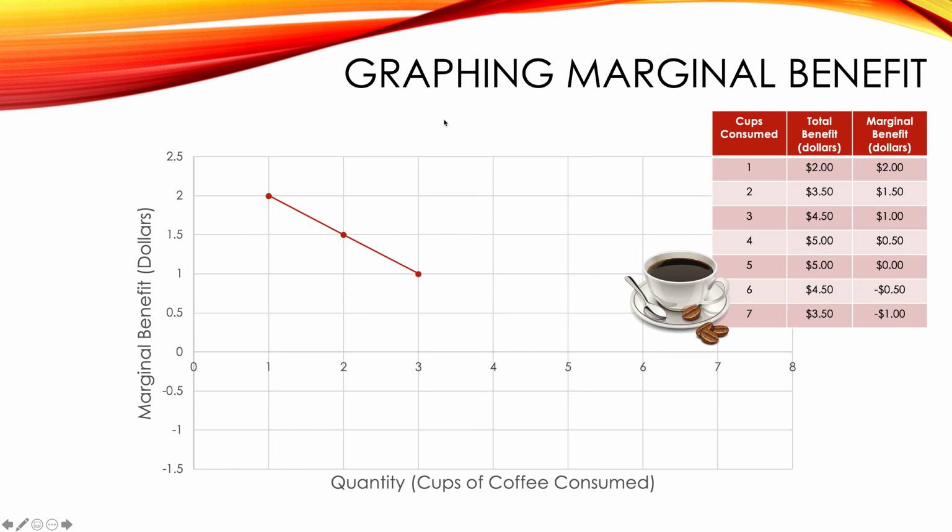Third cup, less benefit from that cup. Fourth cup, less benefit from that cup. The fifth cup added no benefit at all. And then the sixth cup, negative marginal benefit. Not cost, still benefit, but negative benefit. And then the seventh cup took away a whole dollar of marginal benefit.